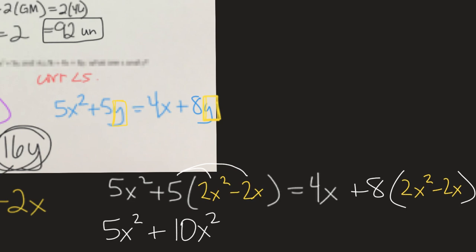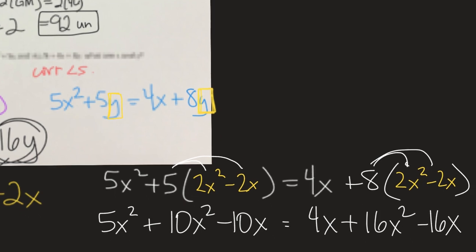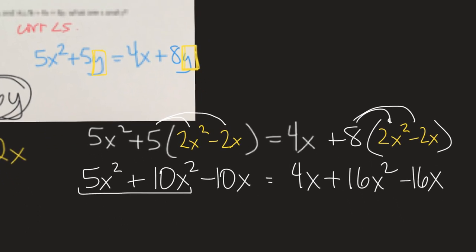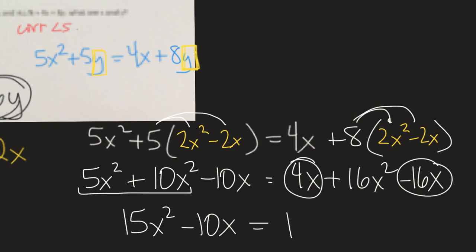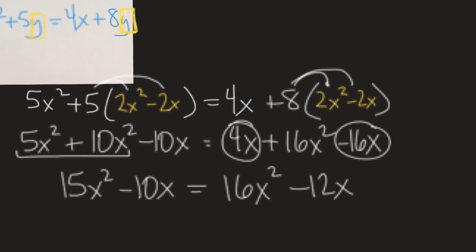So I have 10x squared minus 10x, 4x plus, here we have 16x squared minus 16x. Okay, so this is 5 and 10, that's 15x squared, minus 10x equals 4. Well, I can do some simplifying here. 4 and minus 16 is minus 12x. Okay, so that's interesting. I have no numbers going on here. So let's see, what can I do?